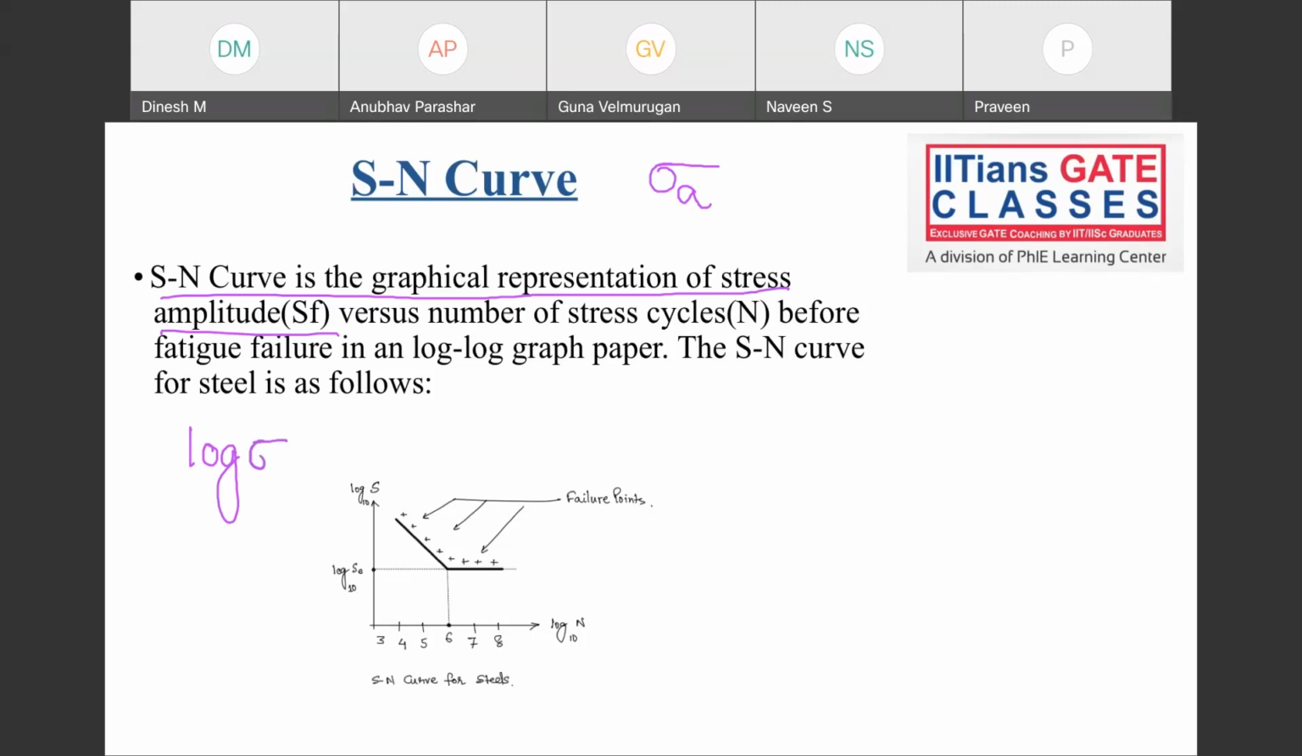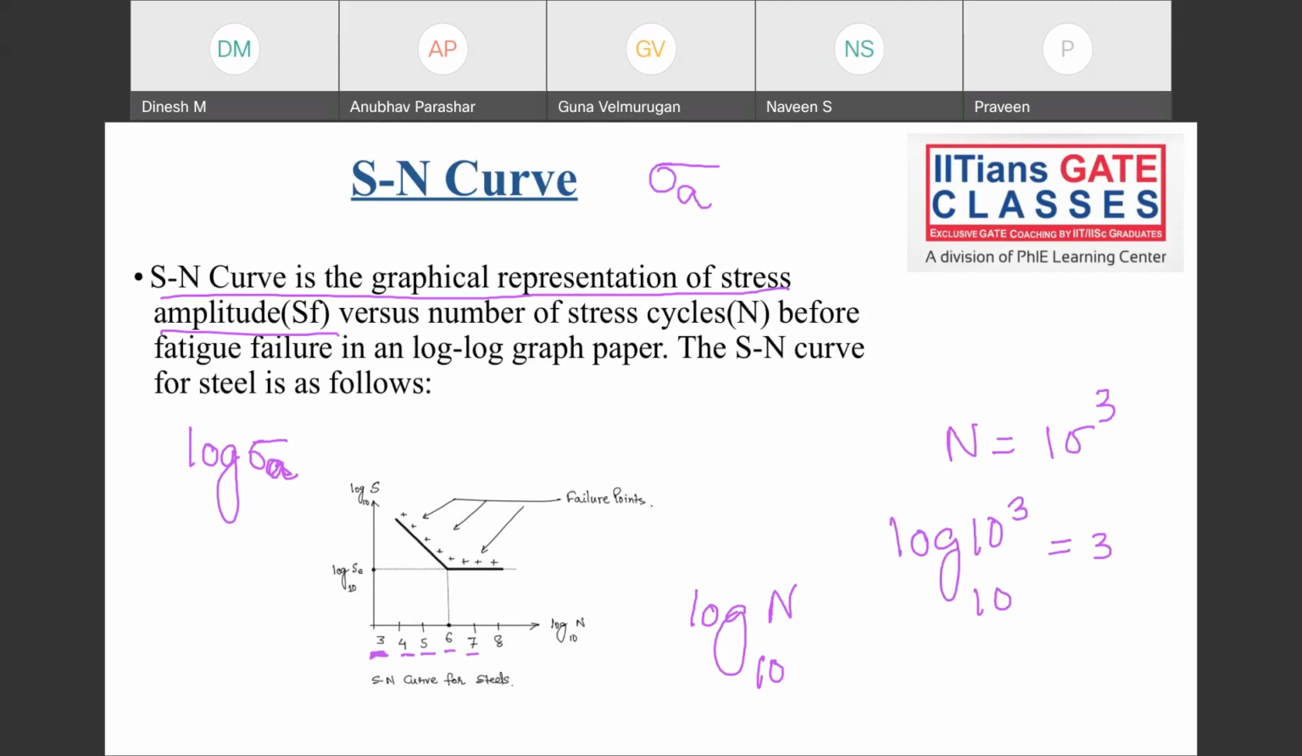log of stress amplitude, we can say sigma A. And on the x-axis, what we represent is log of N. What is N? The number of cycles. It will be in 10 to the power 6. For example, if N is equal to 1000, 1000 means 10 to the power 3. So what will come up on the x-axis? Only 3, because log of 10 to the power 3 to the base 10 is equal to 3, right? So basically, along the x-axis, we are writing 3, 4, 5, 6, 7. What are these? This is basically 10 to the power 3, 10 to the power 4, 10 to the power 5, 10 to the power 6.